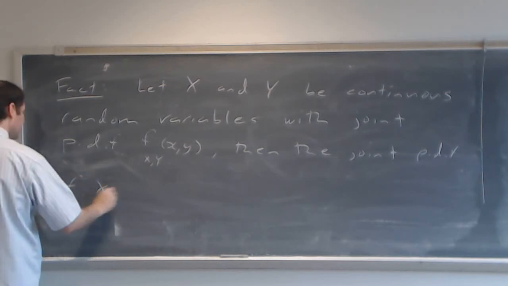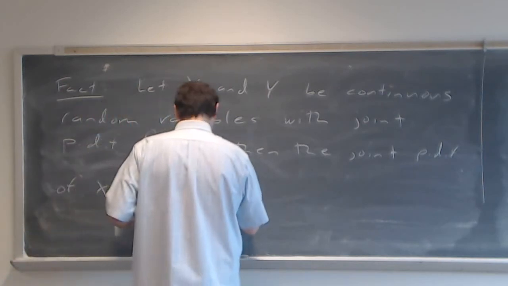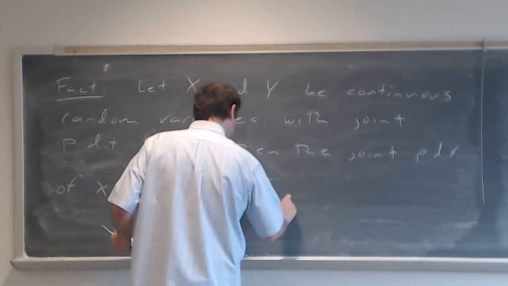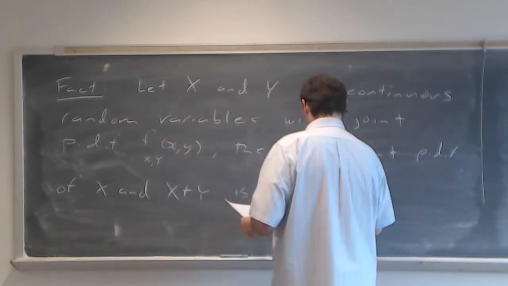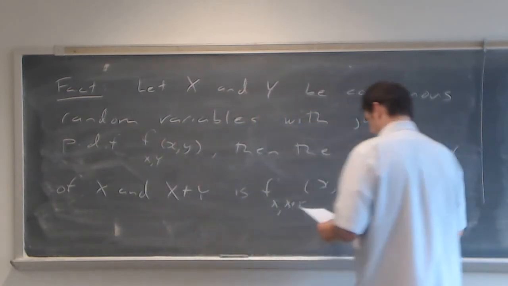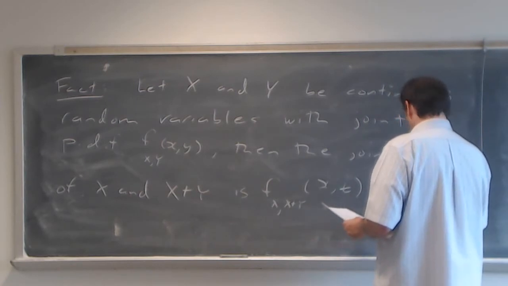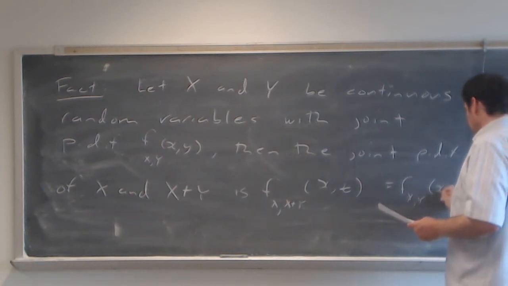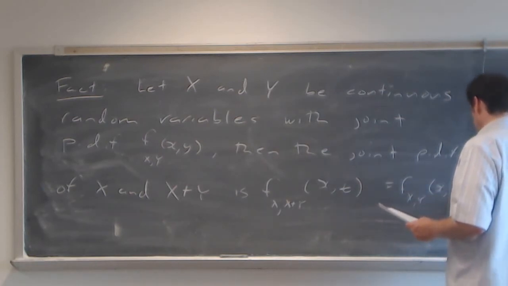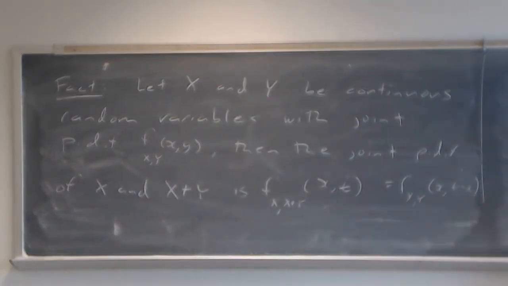of X and X plus Y is f of X comma X plus Y, and here this would be X comma T maybe. And that's equal to f of X comma Y, the joint between X and Y, of X and T minus X. We're going to look at the proof of that, so that's the fact we're going to prove.